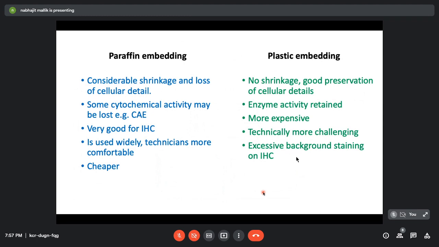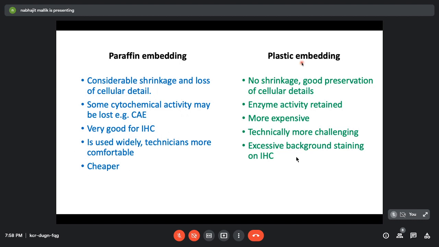What are the advantages and disadvantages of these? Well, paraffin embedding has considerable shrinkage and loss of cellular detail. So that is one disadvantage. Some cytochemical activity may be lost in paraffin embedding as well, but we rarely do cytochemical stains on the bone marrow biopsy. However, it is very good for IHC. And of course, it is very widely used, technicians are much more comfortable with it, and it is also much cheaper.